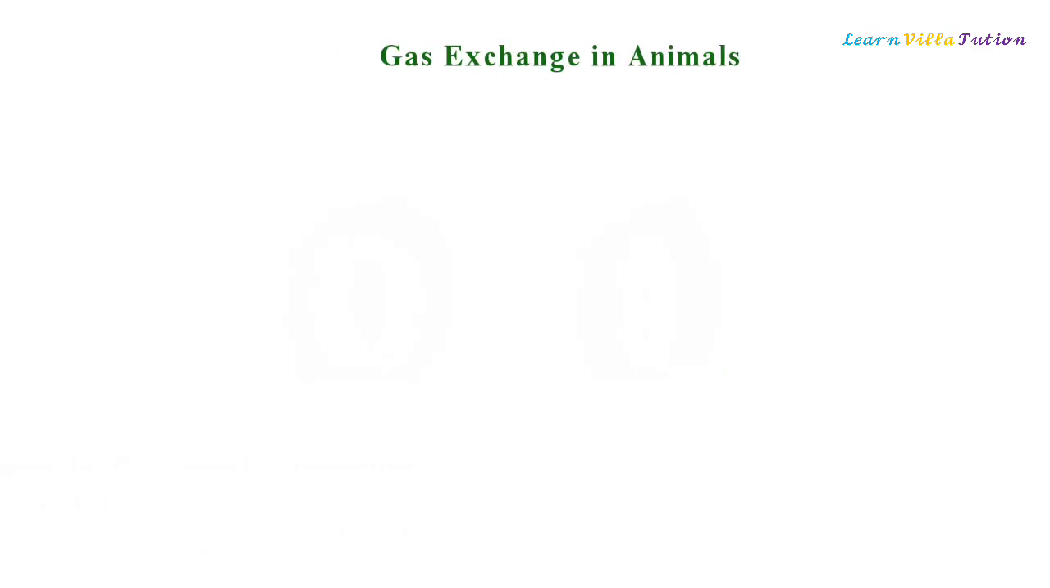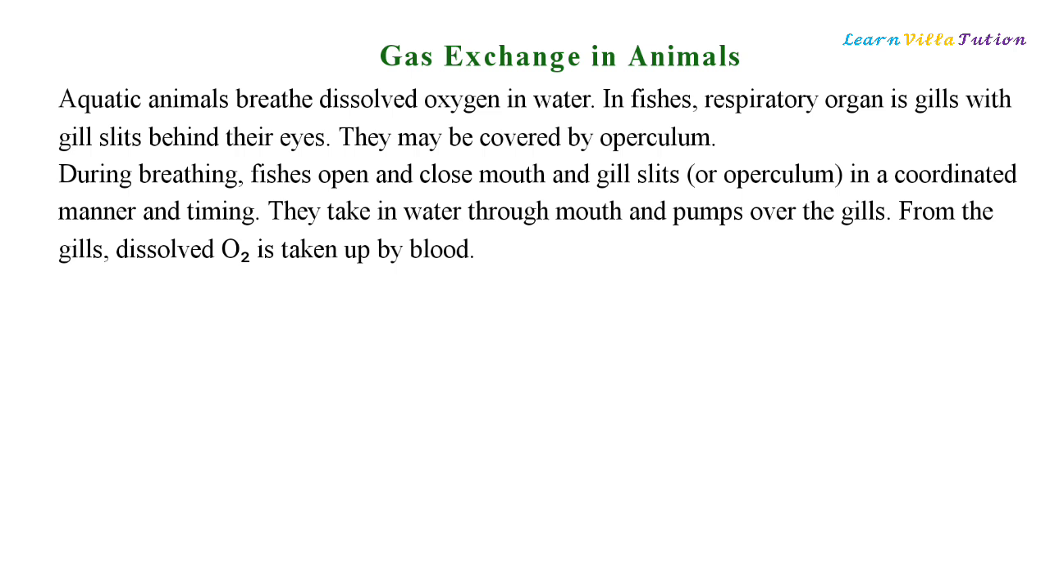Gas exchange in animals. Aquatic animals breathe dissolved oxygen in water. In fishes, respiratory organ is gills with gill slits behind their eyes. They may be covered by operculum. During breathing, fishes open and close mouth and gill slits or operculum in a coordinated manner and timing. They take in water through mouth and pump it over the gills. From the gills, dissolved oxygen is taken up by blood.